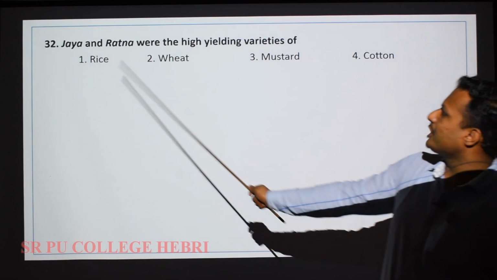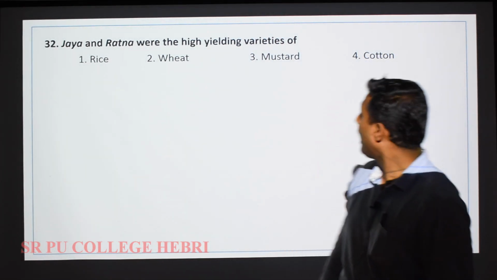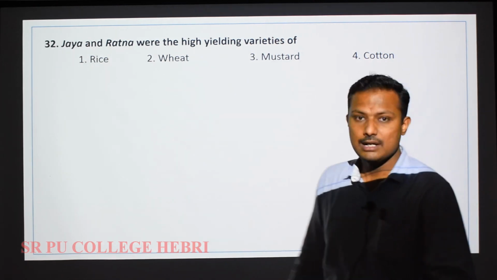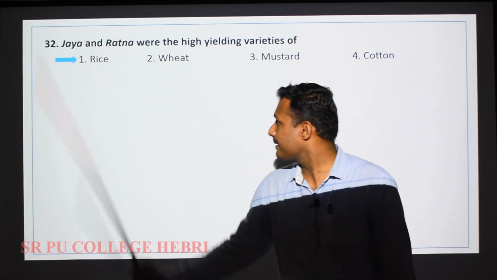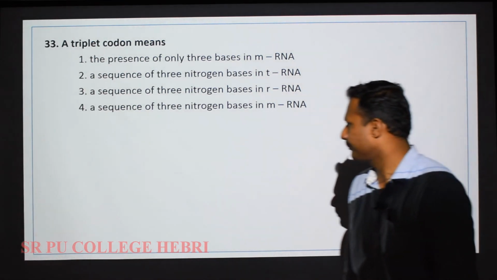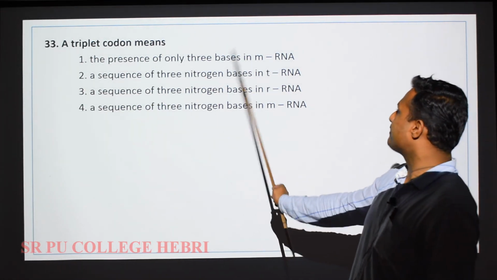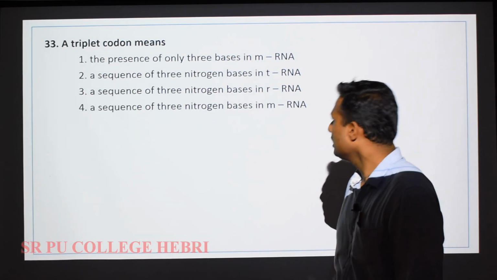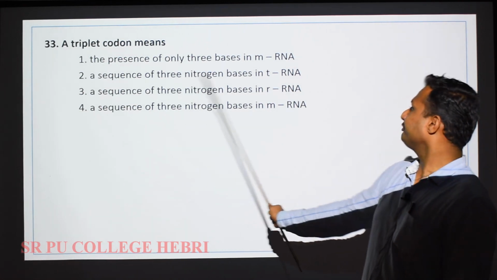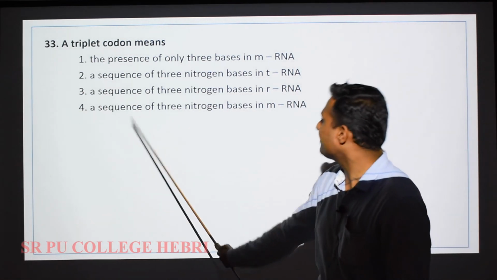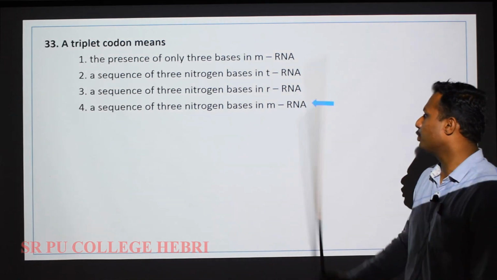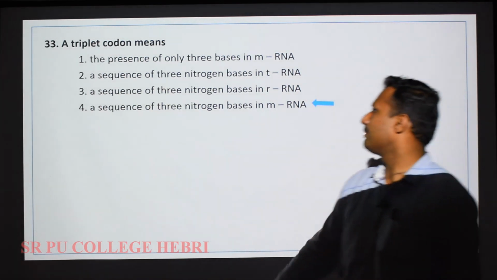32nd one: Jaya and Ratna were the high yielding varieties of whether rice or wheat or mustard or cotton. Direct answer, this is rice. 33rd one: a triplet codon means what? The presence of only 3 bases in mRNA, a sequence of 3 nitrogen bases in tRNA, a sequence of 3 nitrogen bases in rRNA, a sequence of 3 nitrogen bases in mRNA. Which is the right answer? Yes, that is the 4th one, a sequence of 3 nitrogen bases in mRNA.